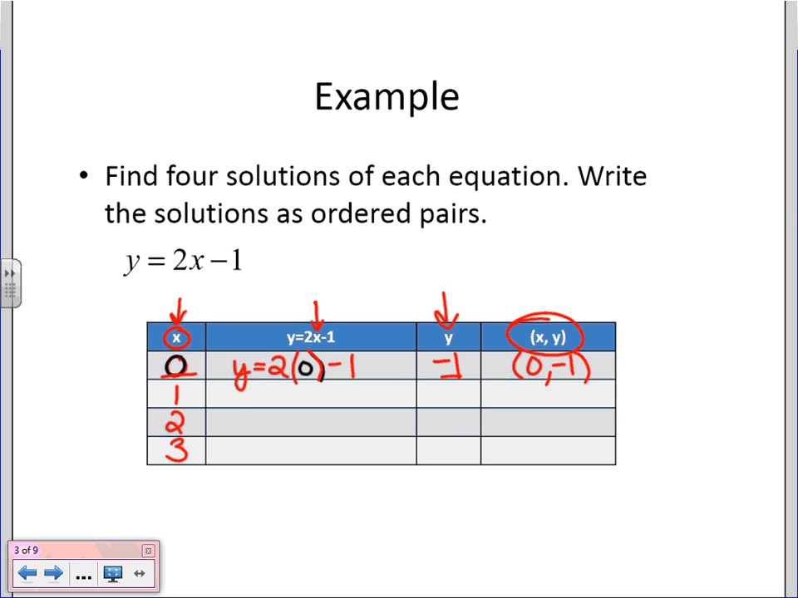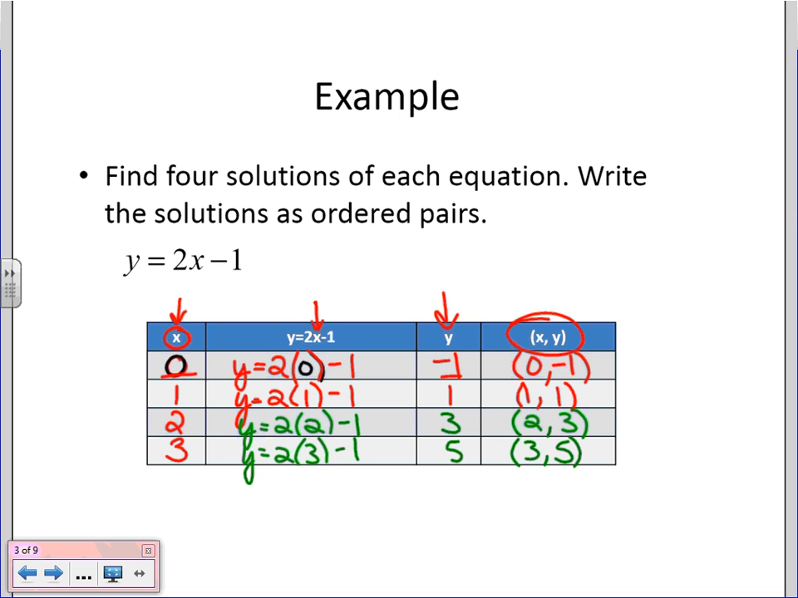Okay, second one, y equals 2 times 1 minus 1. 2 times 1 is 2, minus 1 is 1. Our solution is 1, 1. Again, with 2, use a different color. y equals 2 times 2 minus 1. 4 minus 1 is 3. And our point is 2, 3. And finally, y equals 2 times 3 minus 1, and that's 6 minus 1 is 5, and here's our point, 3, 5. Okay, so these right here are our solutions.